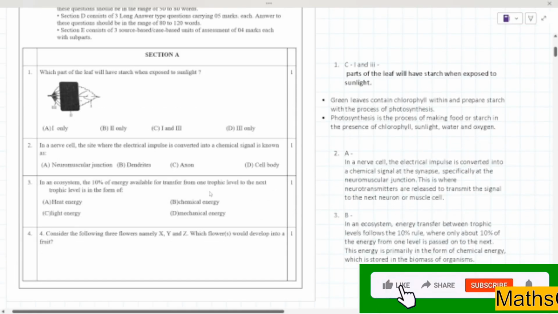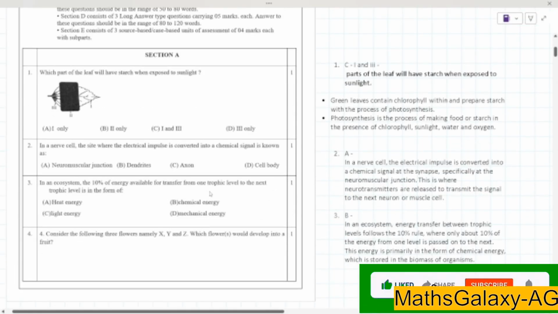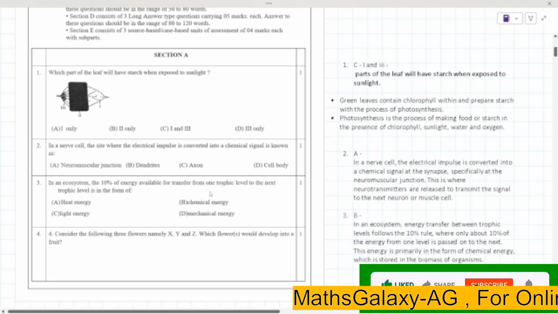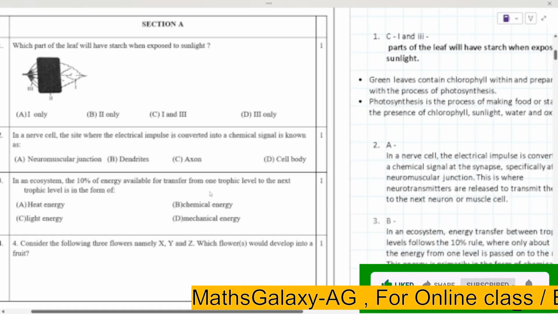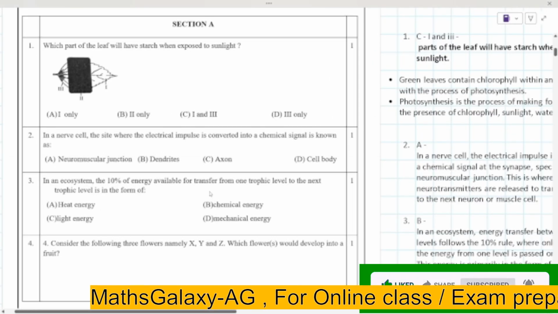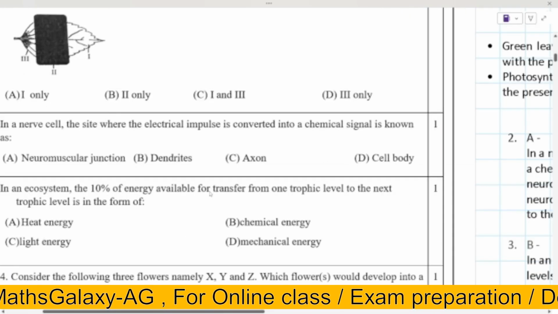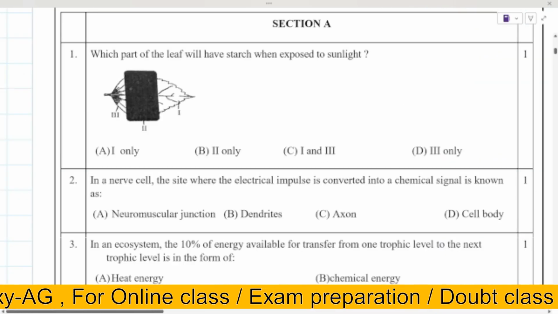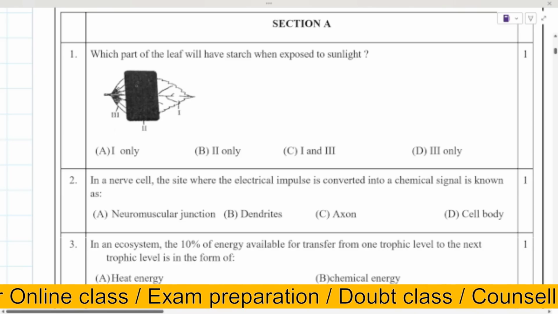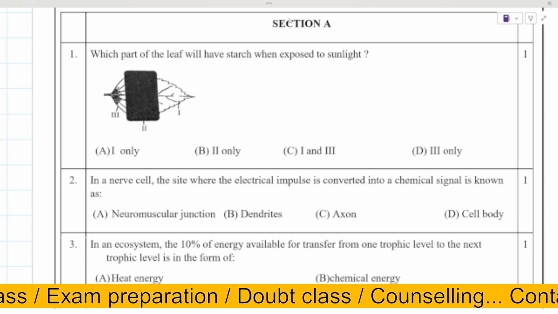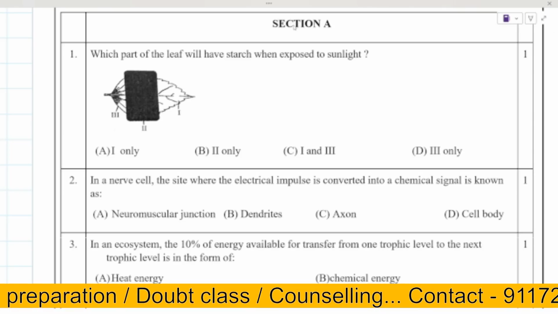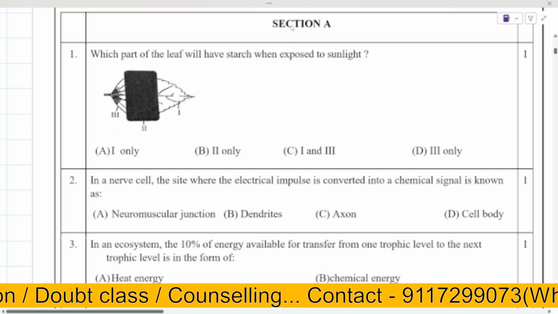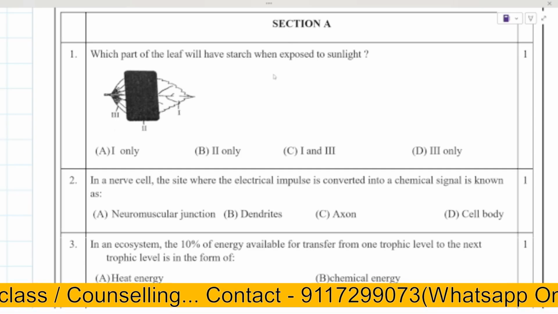So let's first see here. We have to discuss the first question. As you can see, which part of the leaves have starch when exposed to sunlight? As you can see the leaf, this portion is covered, right? Can you guess which part will have starch?